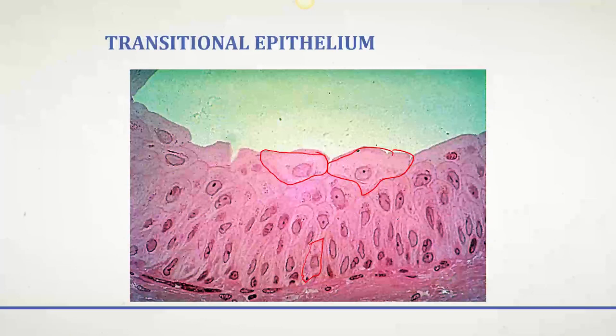This is going to be found in part of the urinary tract, so in the urinary bladder and the ureters. And then features, like I said, it's multiple shapes to their cells, and the major cell type is just an epithelial cell.